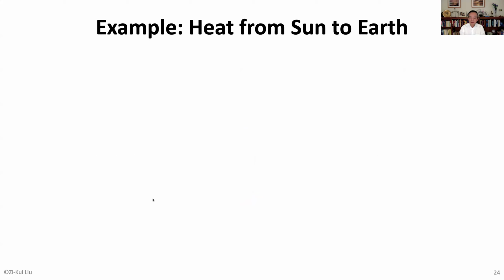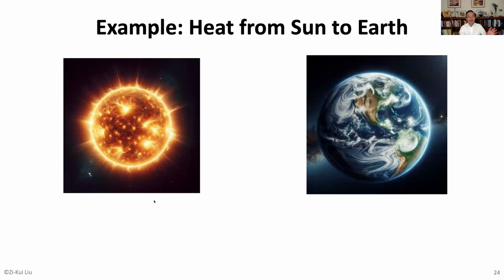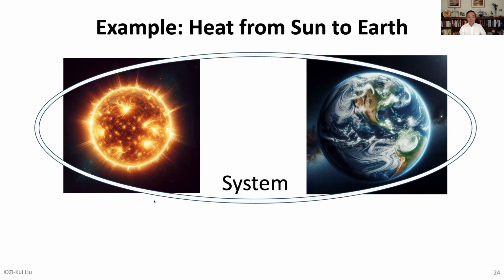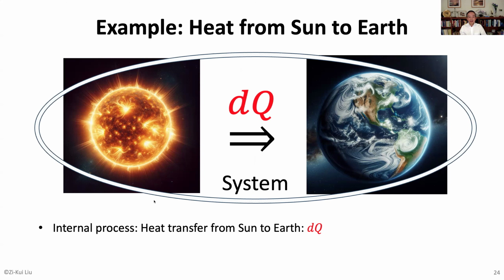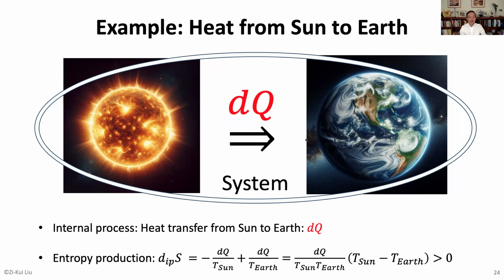An example is the heat from the sun to the earth. We know the sun has high temperature, the earth has low temperature. If we put the sun and the earth together as a system, we consider the heat transfer from the sun to the earth. We calculate the entropy change in the sun and the entropy change in the earth. So we calculate the entropy production of the system.